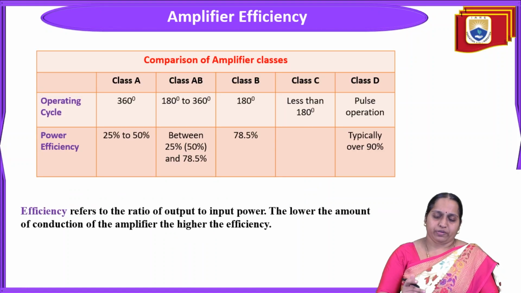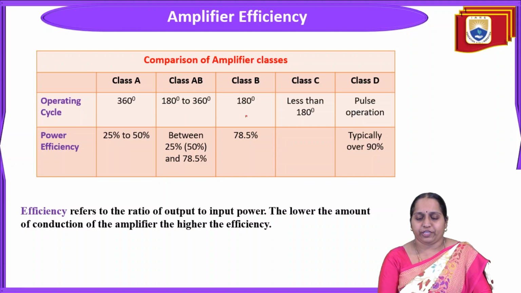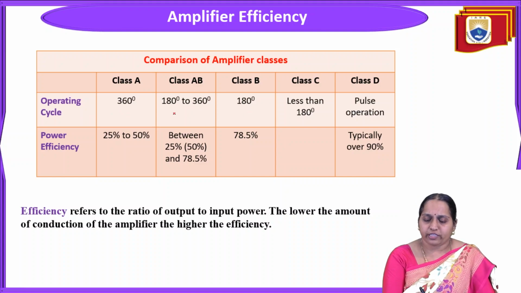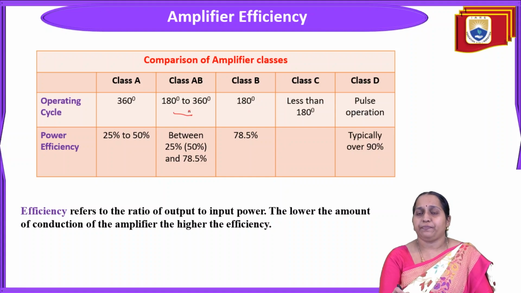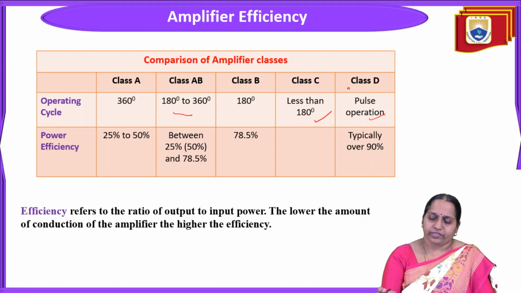So if you can just summarize here, comparison of amplifiers. See, for class A, operating cycle is 360 degree, class B it is 180 degree, and for class AB it is 180 to 360. Class C it is less than 180, that is not even 1/2 cycle. Okay, and class D it is pulse operation. We shall not discuss about AC signal here, it is for pulse operation.